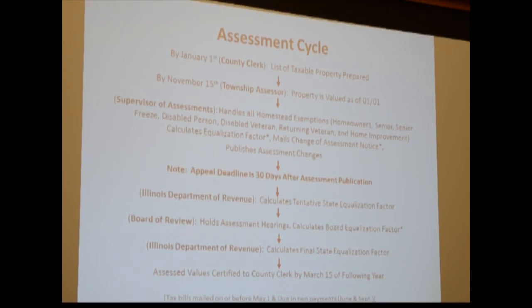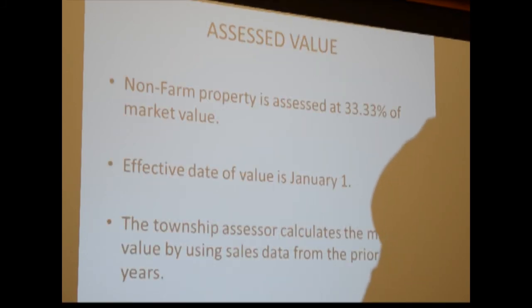The assessed values are then certified by the clerk by March 15th, and then tax bills are mailed on or before May 1 and are due in 2 payments this year, June and September. So that's the assessment cycle. An assessment basically decides, relative to the other properties, what your share of the tax burden should be.